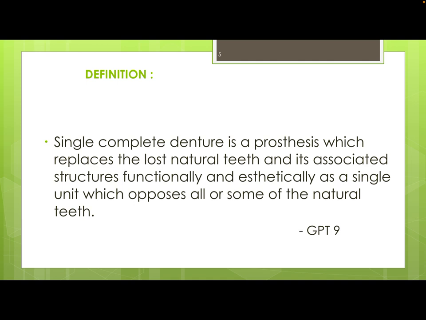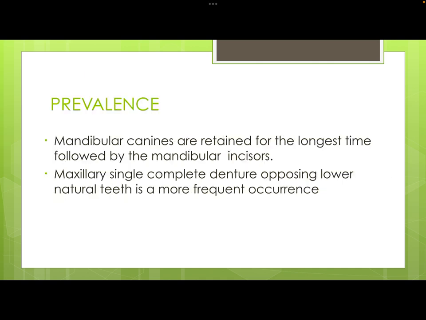The definition according to GPT 9: a single complete denture is a prosthesis which replaces the lost natural teeth and its associated structures functionally and aesthetically as a single unit which opposes all or some of the natural teeth. It is most prevalent with mandibular canines, which are retained for the longest time, followed by the mandibular incisors.